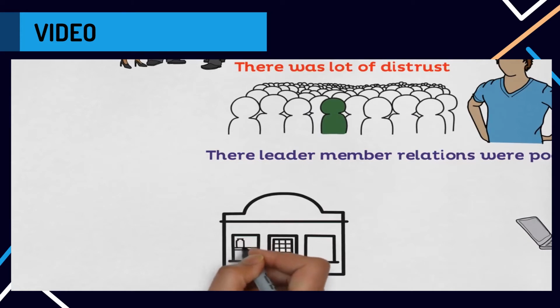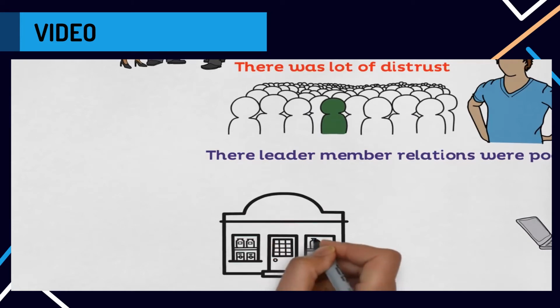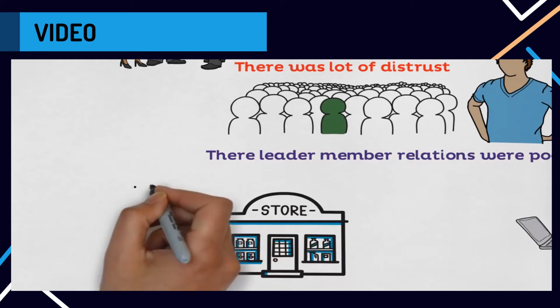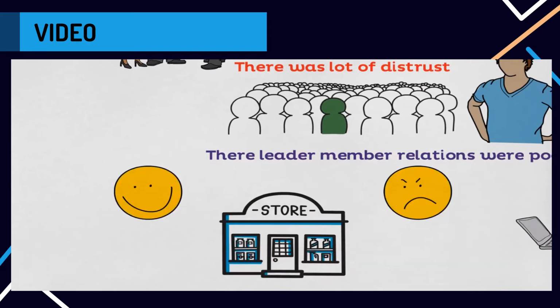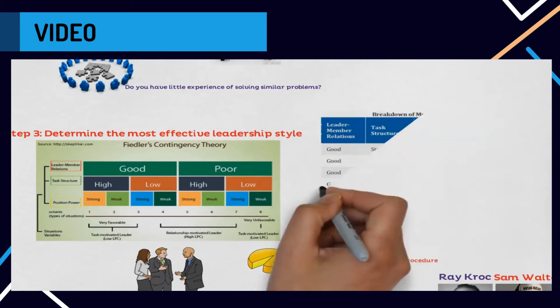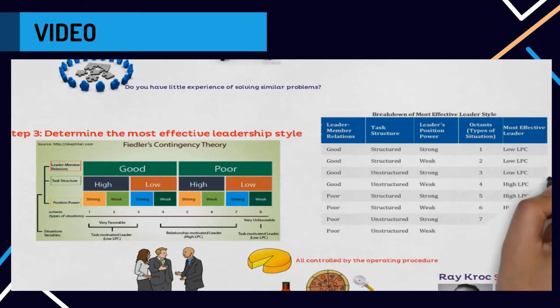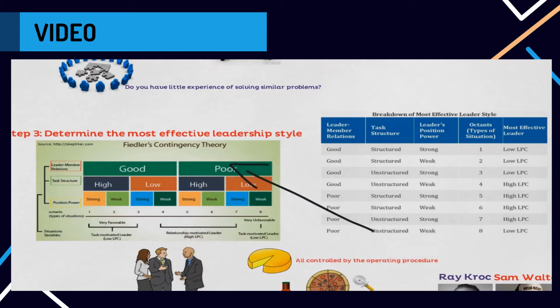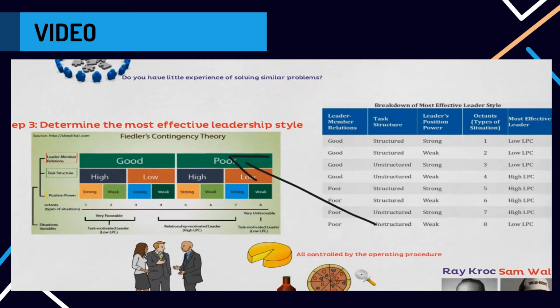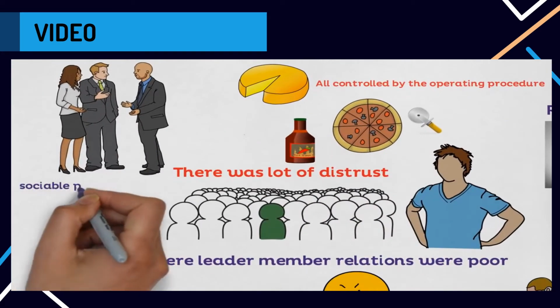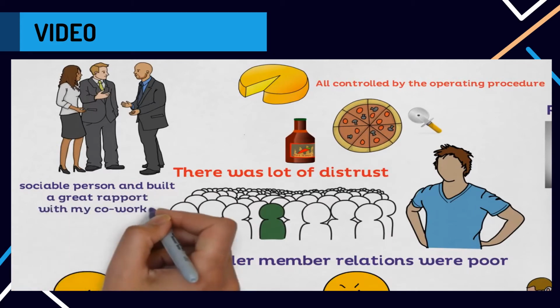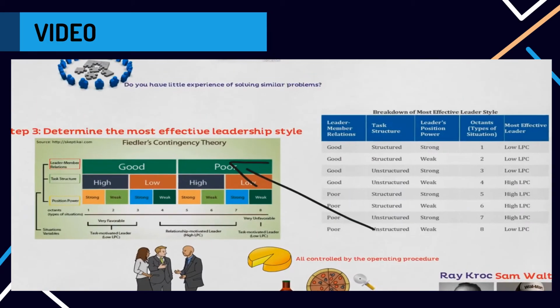Back to our topic. The pizza store had a structured task and my position power was high, as I was the manager of the store and was able to offer reward or punishment to the group. The most effective leader in this situation would be at octant 8, which is the high LPC, and that is a leader who can focus on building relationships first. Back then, I did not have this knowledge, but I'm a very sociable person and built a great rapport with my coworkers. Hence, I was very successful at my job.